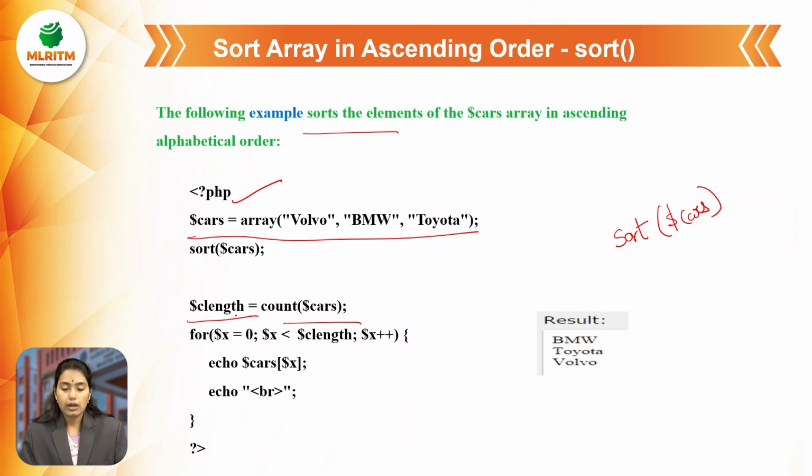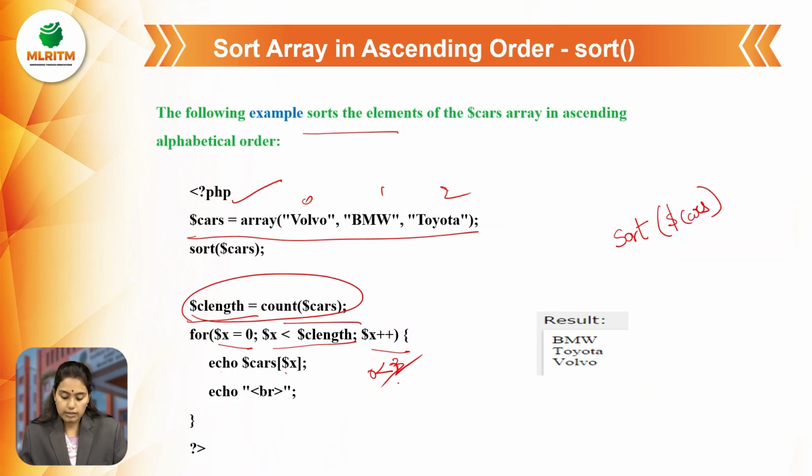Now, what is this $clength? $clength is nothing but the length of the array, equal to count of $cars. Yes, the length should match the count of cars, or else the looping will continue endlessly. Here, for $x equal to 0, $x should be less than the count length. Next, increment. Let's see with an example. First one is 0. It should be less than the length. Length is equal to count. What is the count? 3. So 0, 1, 2.